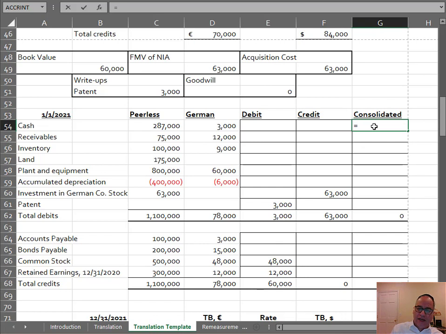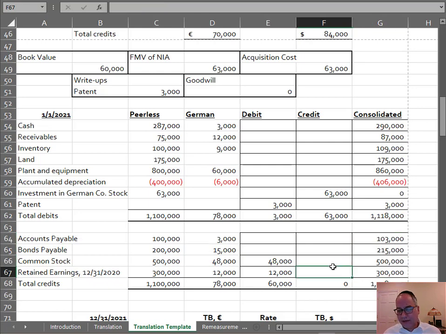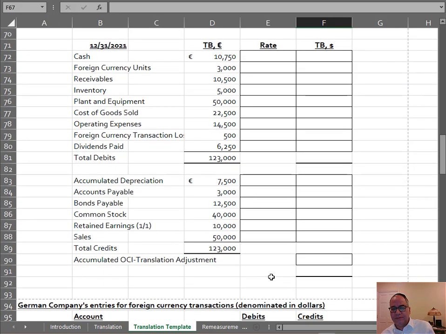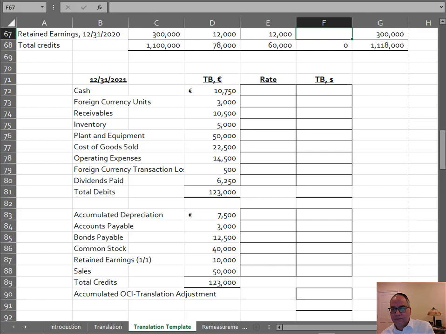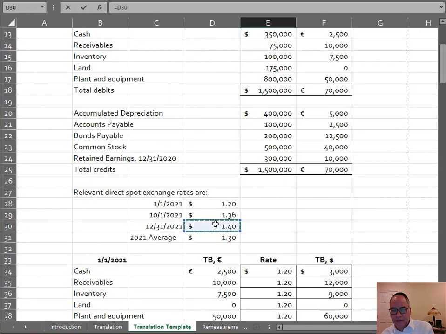Then to add it across would be plus and minus for assets all the way down, and for liabilities and stockholders' equity plus, minus, plus. Also $1,118,000. Now it gets more complicated when we do a regular year. Again, all assets and liabilities are going to go at the current rate, which at the end of the year is December 31st, 2021, $1.40.